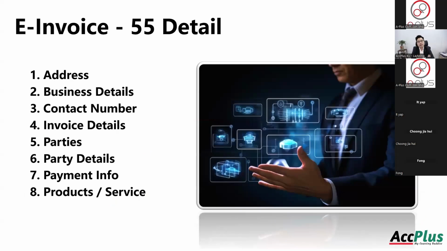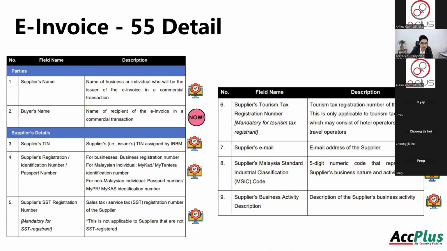So basically, there is a lot of information you have to fill in the e-invoice. From here, we know there are 55 details you have to key in, and we split them into 8 categories: address, business detail, contact number, invoice details, party details, payment information, and product and services. These are the 8 big items, and each will have further information you need to fill in. This is all the information.